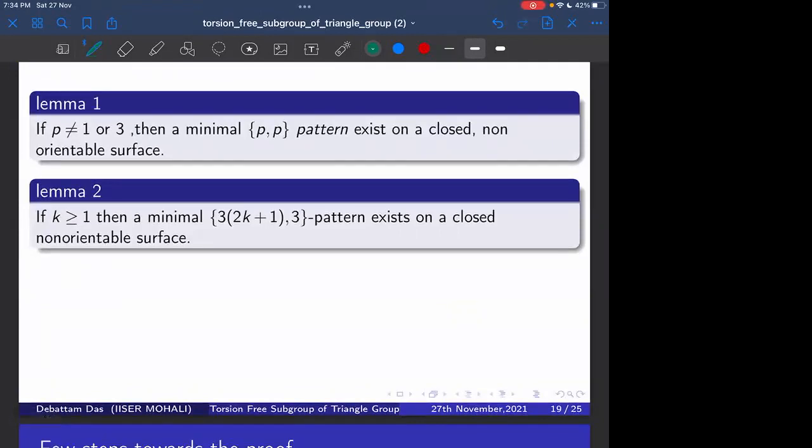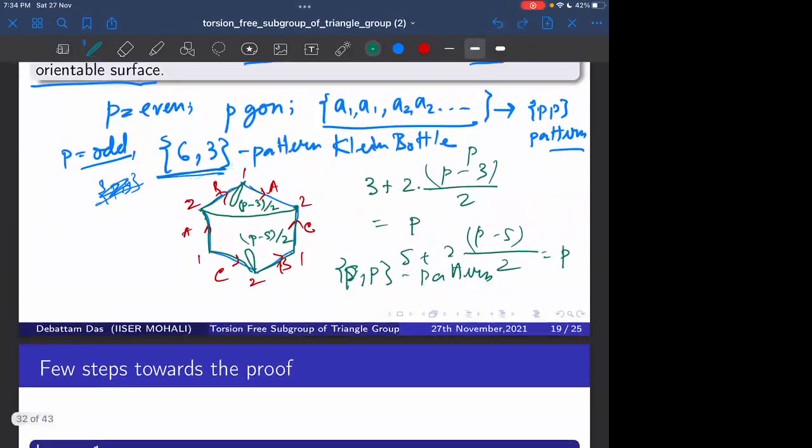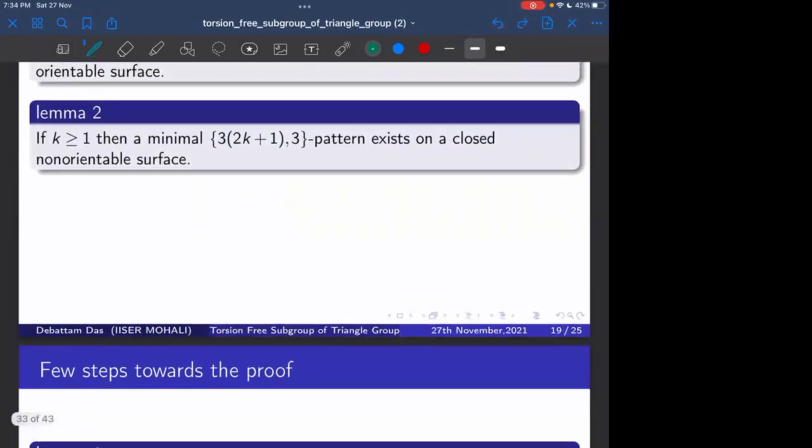Okay. So another construction is this. How do we construct it? Like the same way. Okay, I just draw again. A 2 1 2 1 2 1. B, C, B and A.